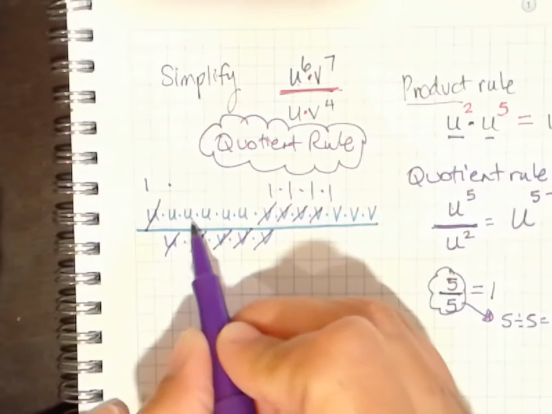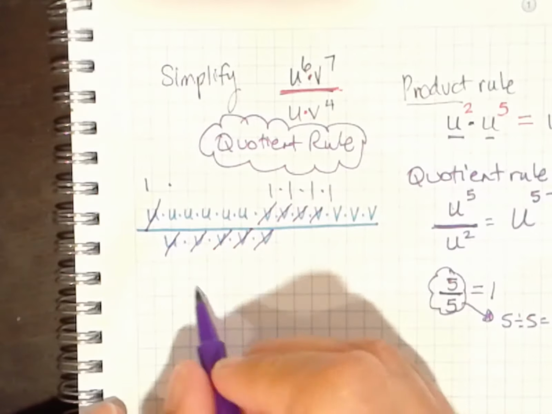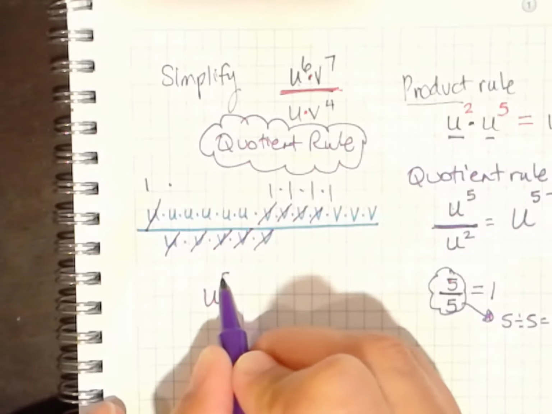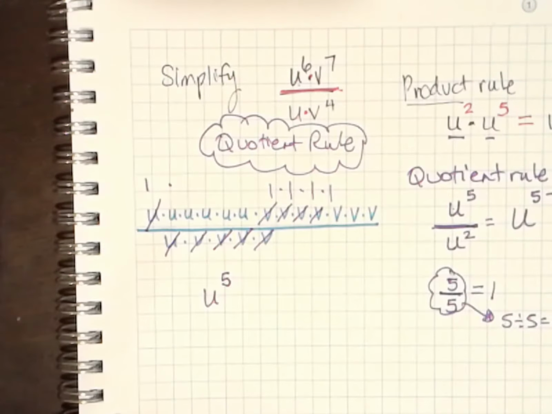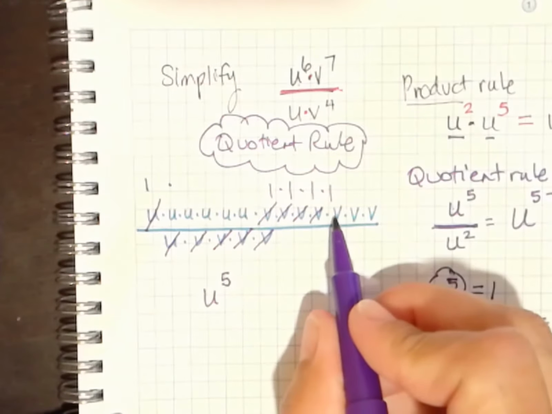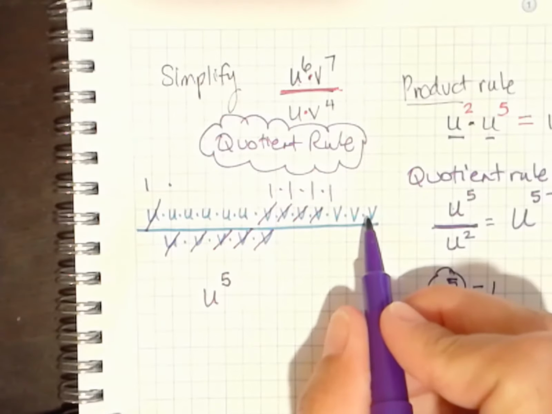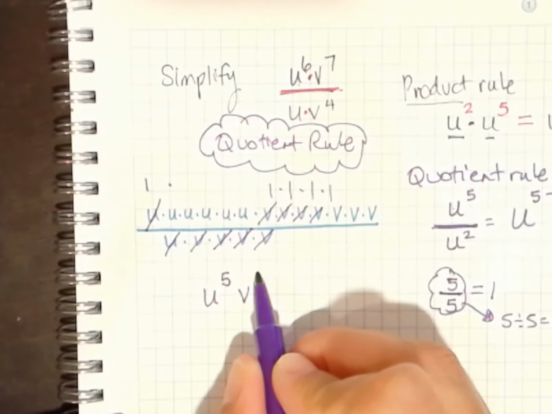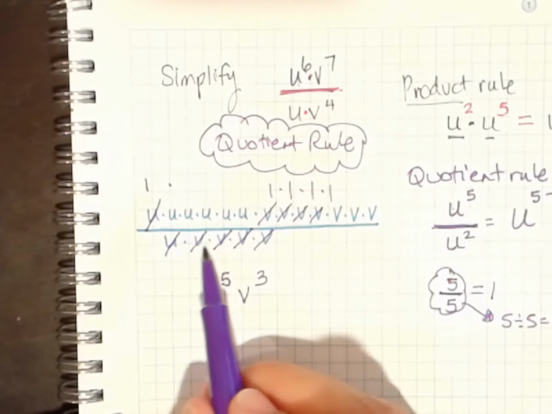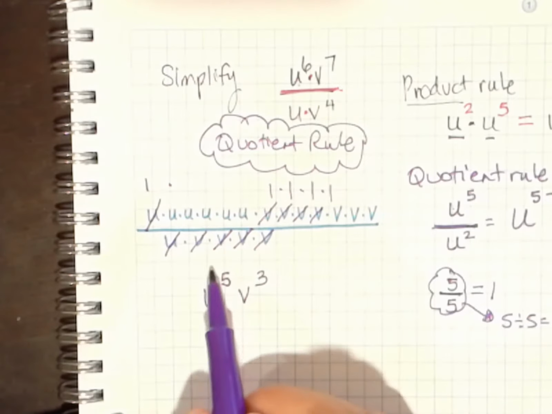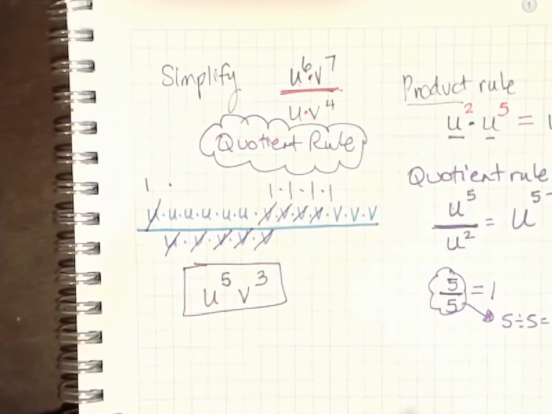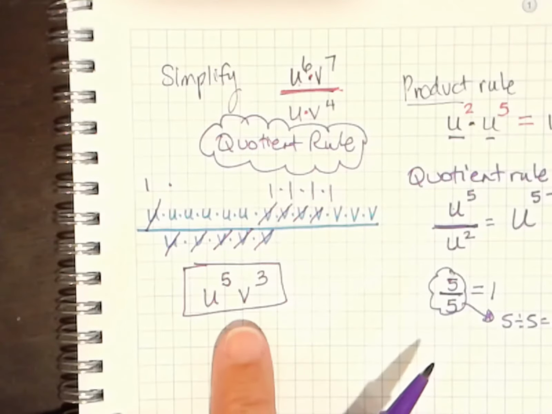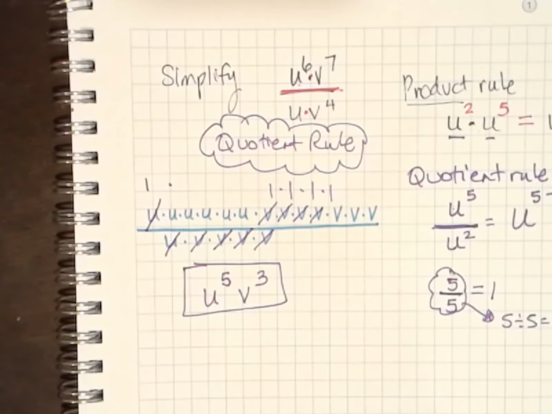And then times u times u times u times u times u, so that is u to the 5th, that's the rule of exponents. And then v times v times v, that is v to the 3rd. All the denominators divided out, and so here is your final answer, u to the 5th times v to the 3rd. Okay, so if you have to write it out, you can.